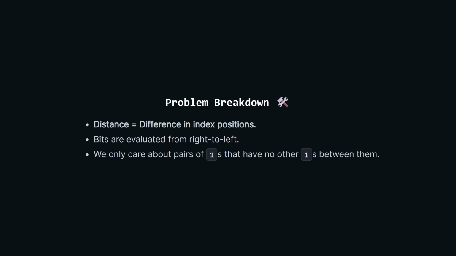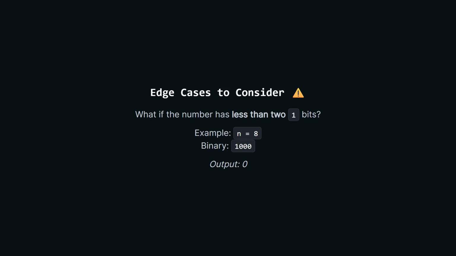Keep in mind, when we talk about bit positions, we usually count starting from 0 on the far right side of the number. We're looking for the largest gap between any two ones that don't have another one sitting between them. An important edge case to watch out for is when our number only has a single 1 bit. Take the number 8 for example. In binary, that's a 1 followed by 3 zeros. Since we need a pair of 1s to measure a distance, and we only have a single 1 here, the answer will always be 0.